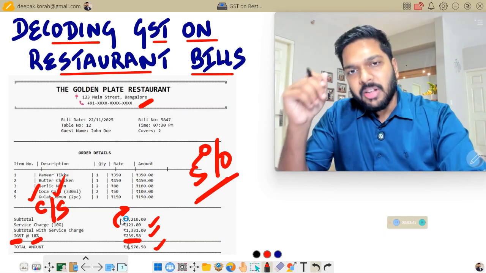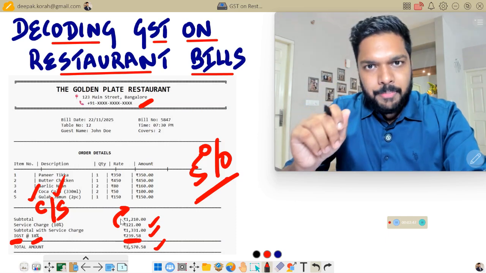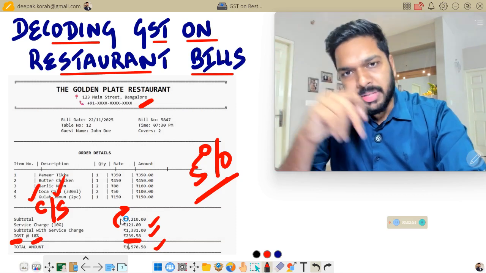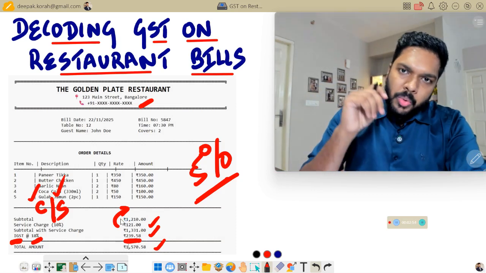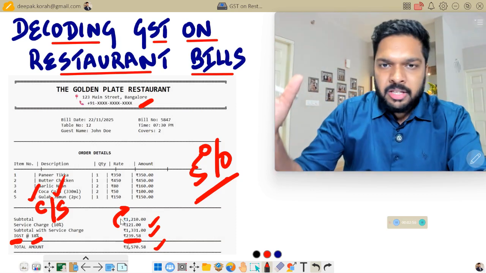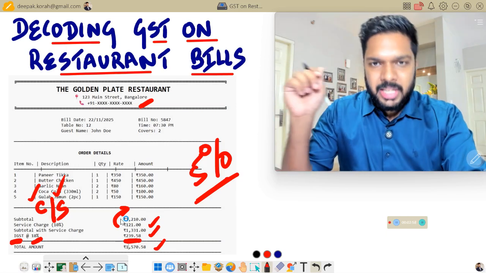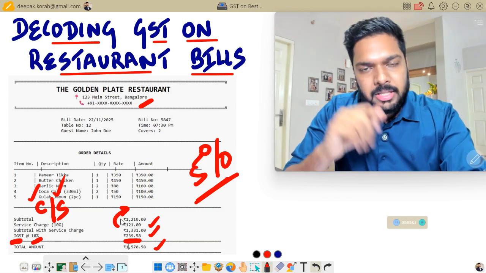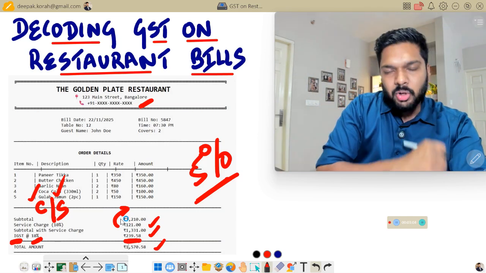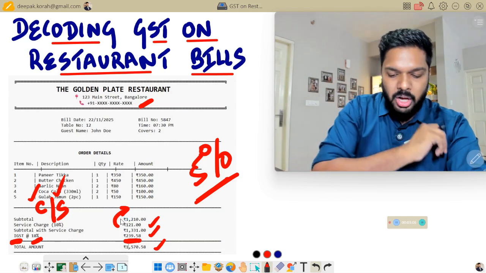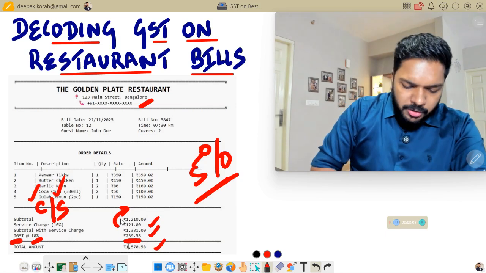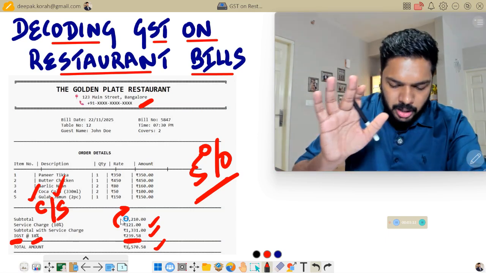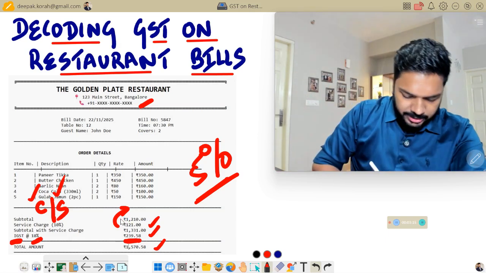Only if the customer requests a service charge to be added can the restaurant add a service charge of 5, 2 or 10%. So if you get a bill with a service charge and you've never requested any service charge, that itself becomes an incorrect bill, because there is no law saying that a service charge must be charged by a restaurant or shown on a restaurant bill. So these are the 3-4 mistakes that you can observe on this particular restaurant bill as far as GST is concerned.